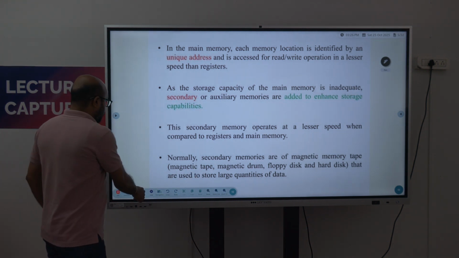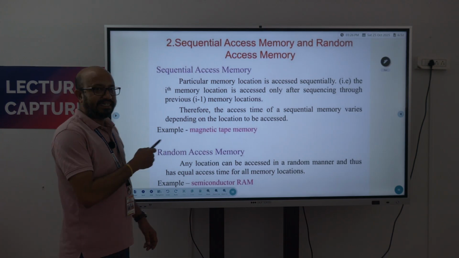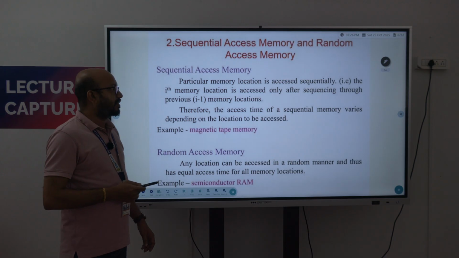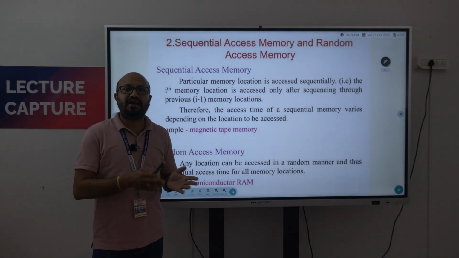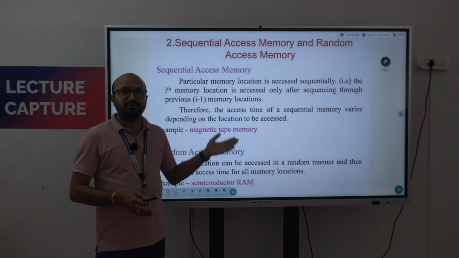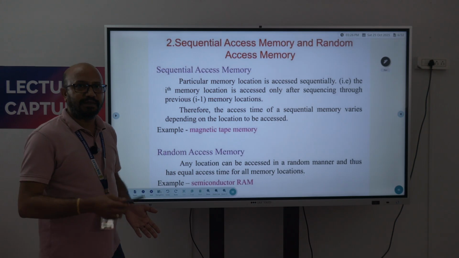Sequential memory is a magnetic tape memory. We know that example. That is called sequential memory. Here the allocation of addresses is sequential. That is why we use sequential access memory. Random access memory is otherwise called semiconductor RAM.